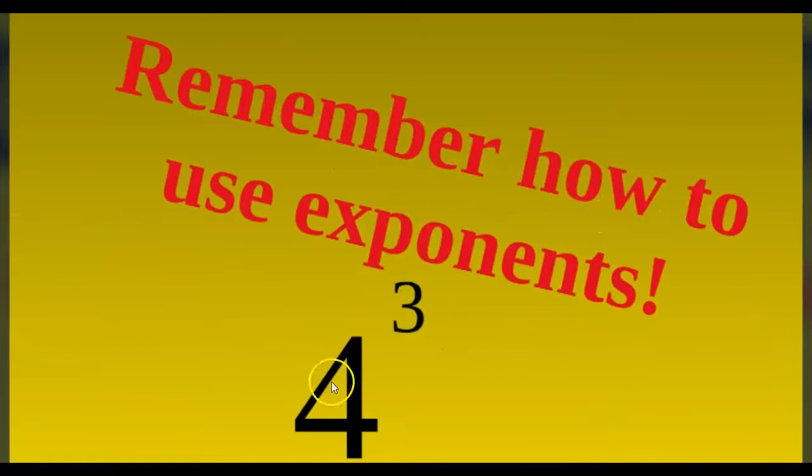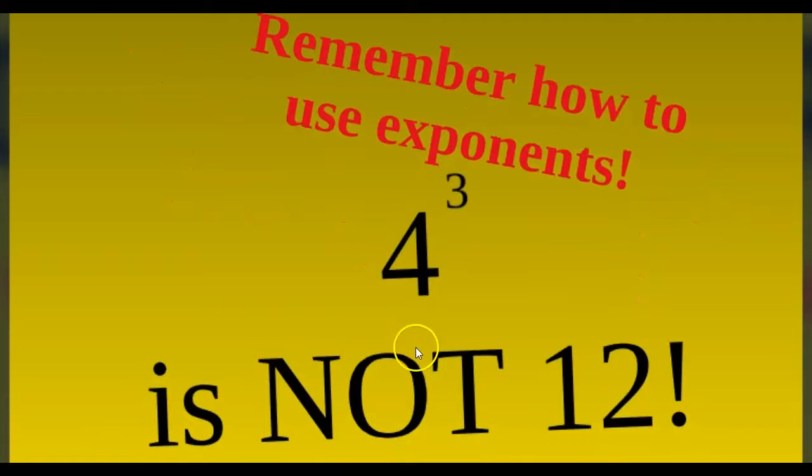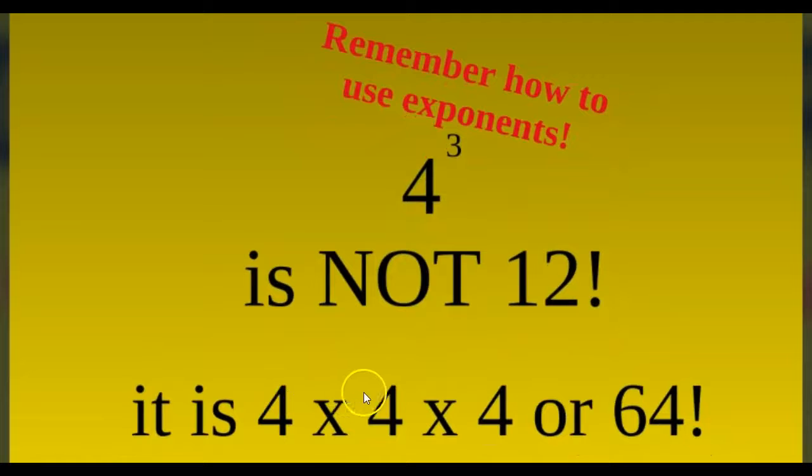Remember how to do exponents, guys. So if we have 4 to the third power, that does not mean 12. It doesn't mean 4 times 3 equals 12. It's not a fancy way of writing that. It means 4 times 4 times 4, which equals 64. Exponents, these little numbers are right above our numbers, our base.